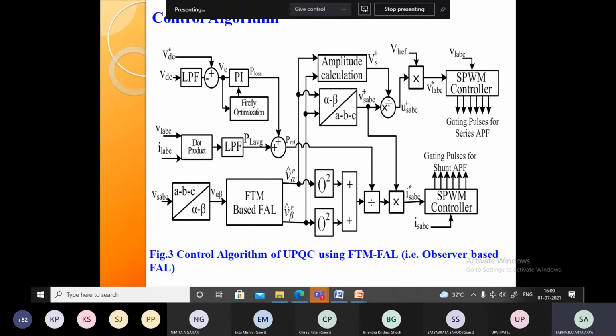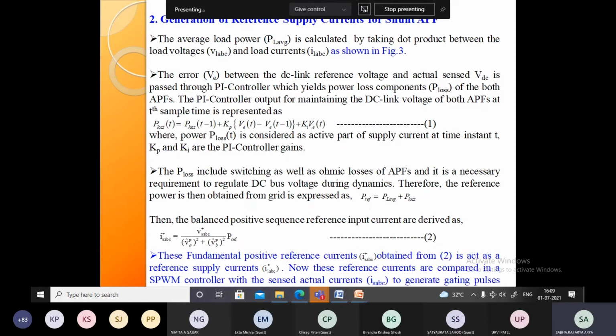Between that, we also need to tune the value of the PI controller. For that we have used Firefly optimization, and based on that we have designed the PI controllers. The meaning is that if you want to tune the PI controller, you can use optimization. And we also need to find the reference currents and reference voltages. For that you have some formulas, basically the SRF formulas. Not the same formulas, but based on the same theory we can develop these formulas.